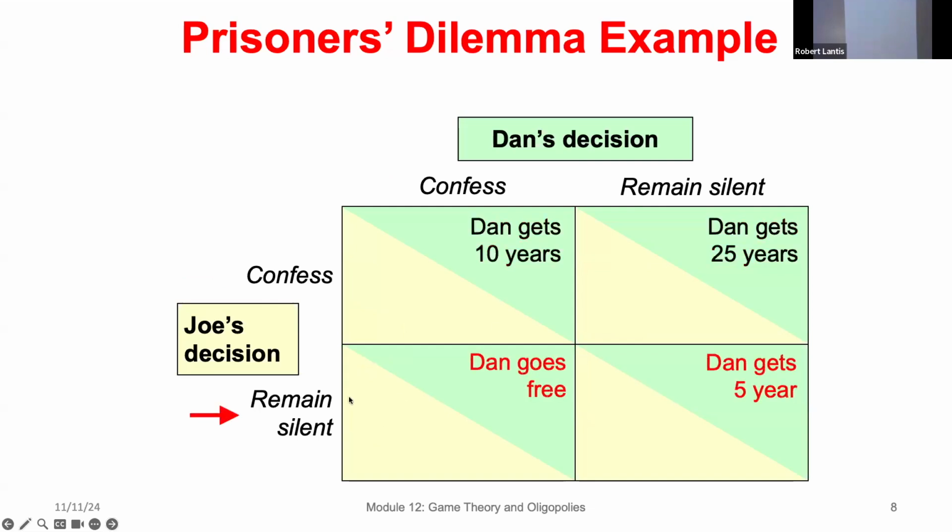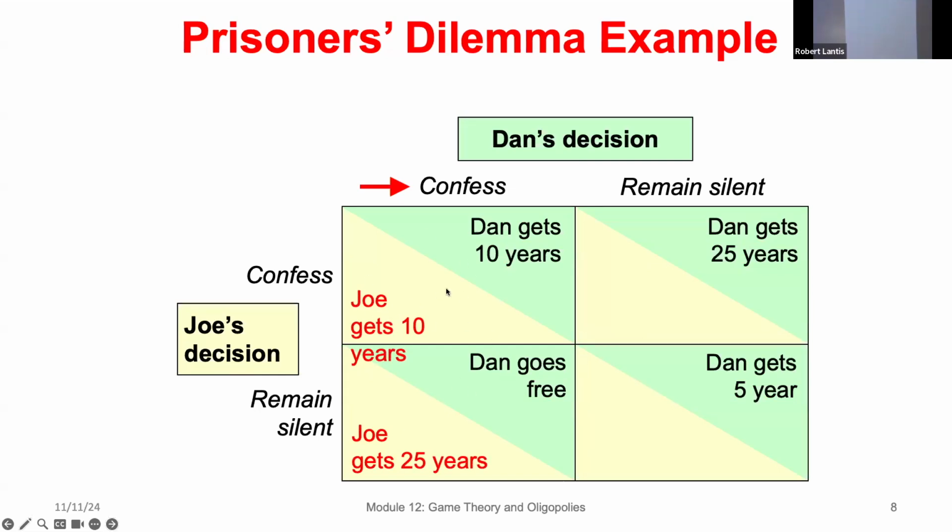So here, if Dan confesses, he gets to go free. But if Joe doesn't rat out Dan, he gets 25 years. Okay. So here's kind of our different combinations.